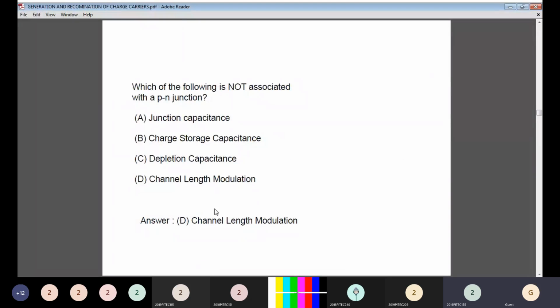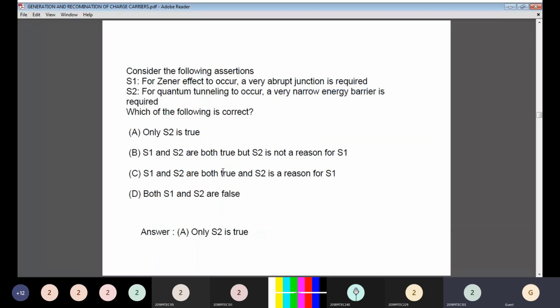Next. Which of the following is not associated with the PN junction diode? The options are junction capacitance, charge storage capacitance, depletion capacitance, and channel length modulation. The correct answer is channel length modulation.